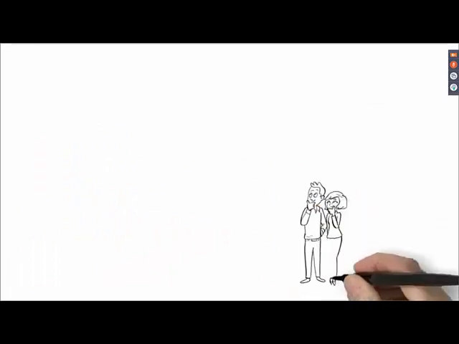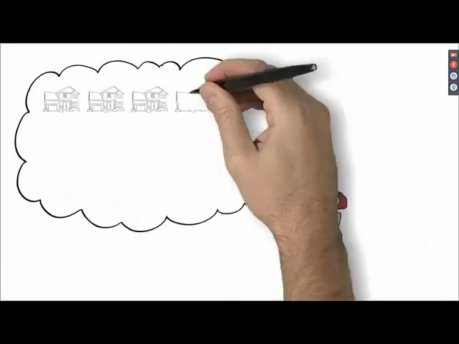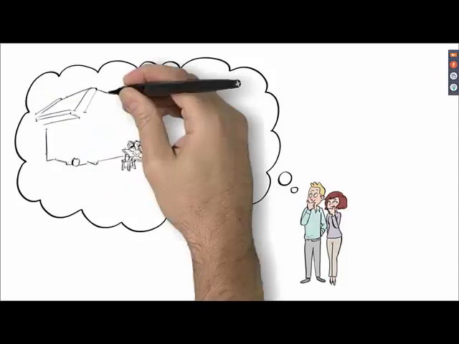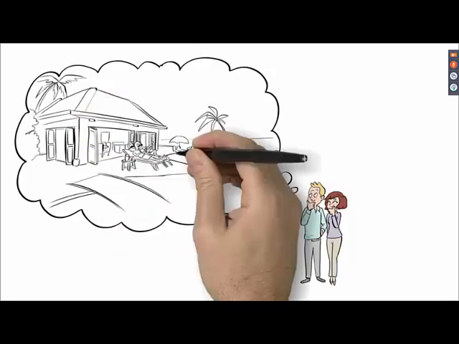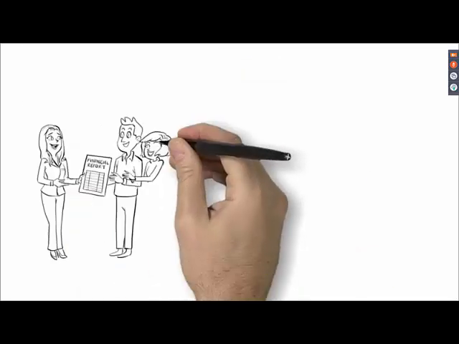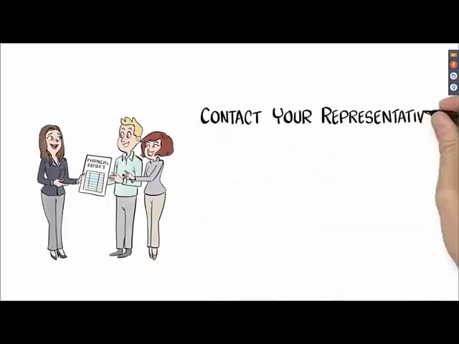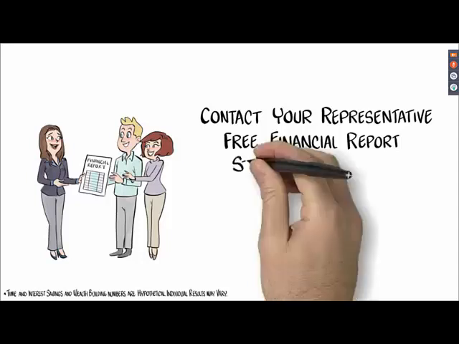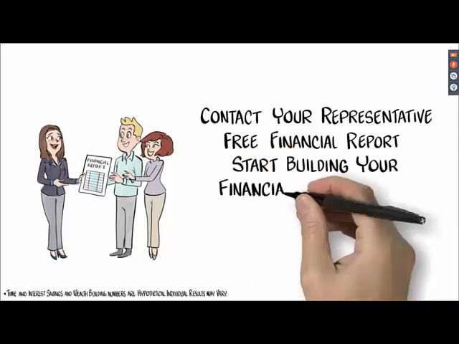How many income-generating properties could you own free and clear in 5, 10, or 15 plus years with this program? Oh, and we haven't even talked about the possibility of a vacation home. Get back with the representative that sent you this video and ask them to run a free financial report that will show you how much time and money you could save and how much income and wealth you could build. Stop throwing your hard-earned money away and start building your financial future today.